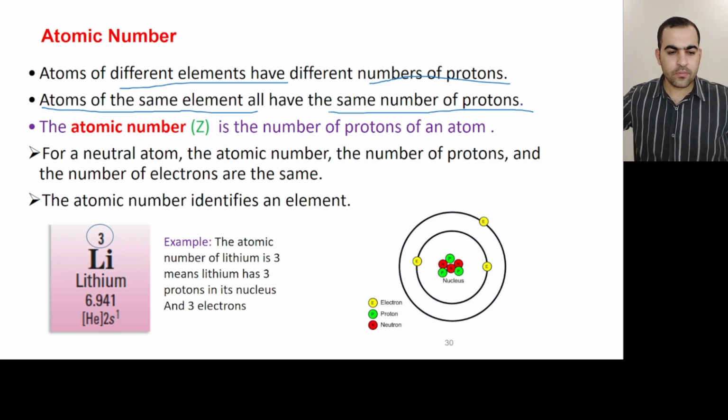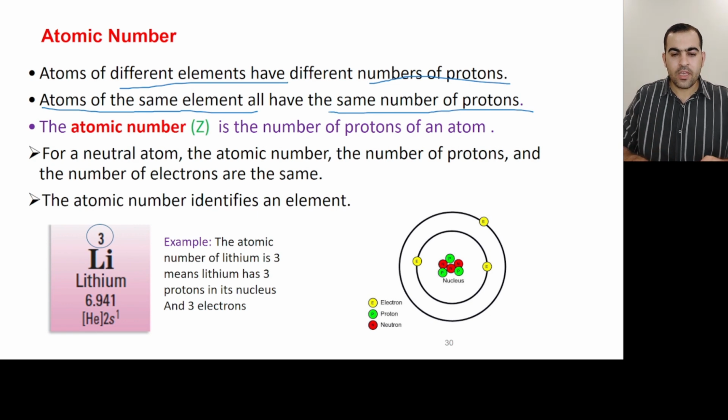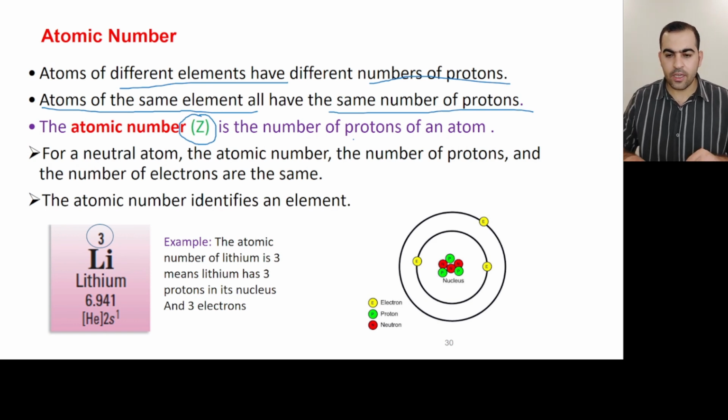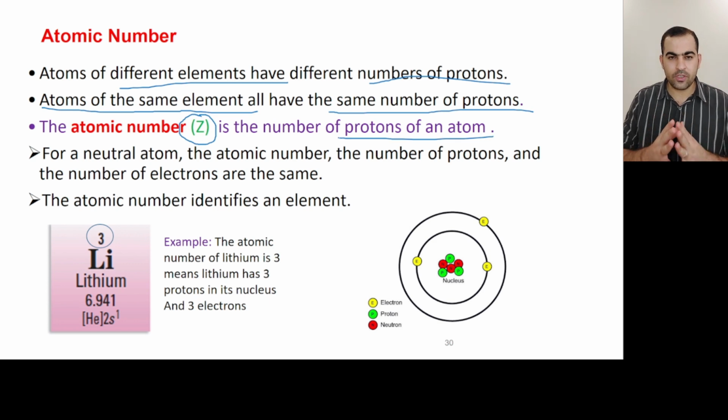So what is atomic number? Atomic number, its symbol is Z, is the number of protons of an atom. Atomic number is a general term we use for the number of protons. Instead of saying atomic protons number, we say atomic number.